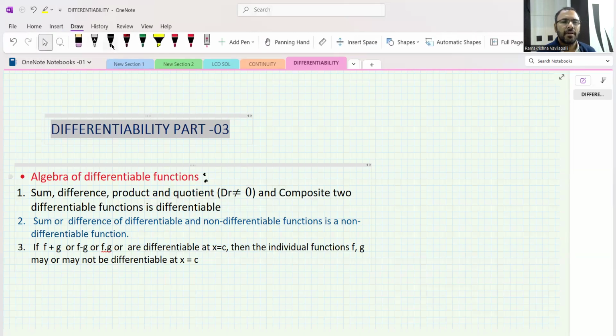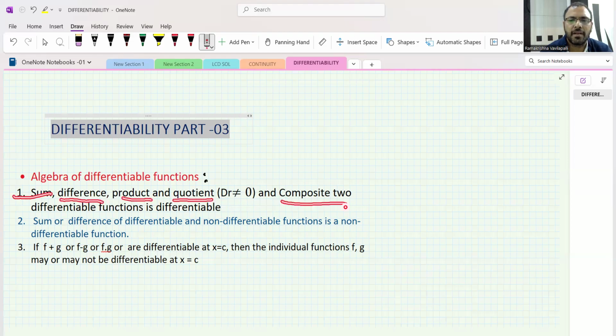Here, if f and g are differentiable functions, then their sum, difference, product, quotient, and composite are all differentiable functions. So this is the first point: the sum, difference, product, quotient, and composite of two differentiable functions is a differentiable function.